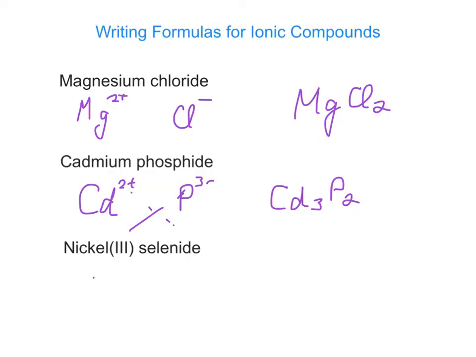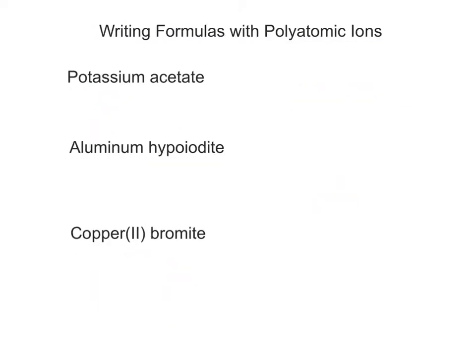Nickel 3, so nickel's Ni, and the Roman numeral 3 tells us it's a 3+ charge. Selenide comes from selenium. You find that right under sulfur on the periodic table, and that's 2-. So again, we'll go ahead and crisscross these, and we end up with Ni2Se3. So let's see what happens now when we have polyatomic ions.